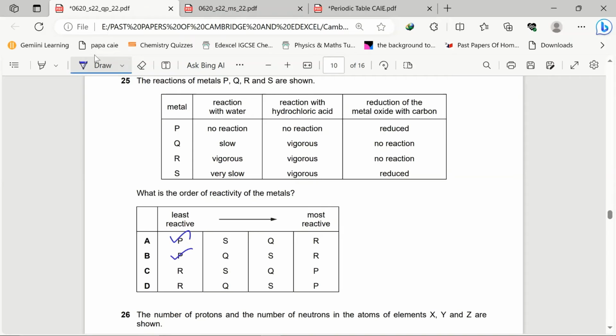Then we have one that is slow and one that is vigorous. Slow and vigorous, very slow, so S should be taken as very slow. If S is taken, A is the only correct answer. Then Q is slow, then R is vigorous. So A should be the only correct answer. From this reaction with water, we can find which one is correct.